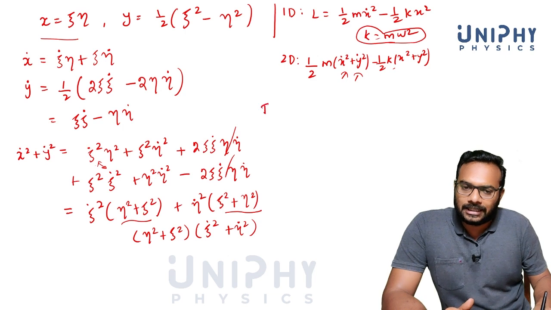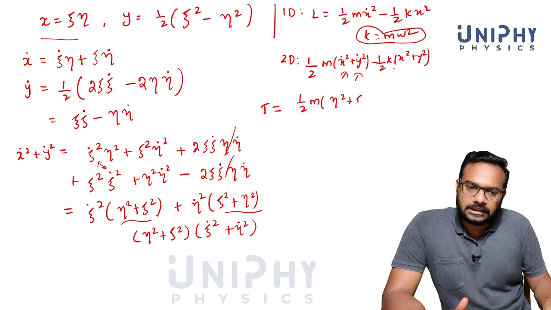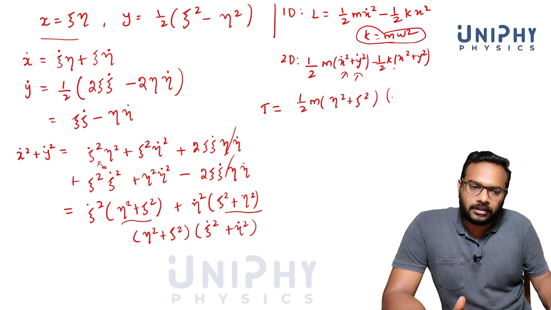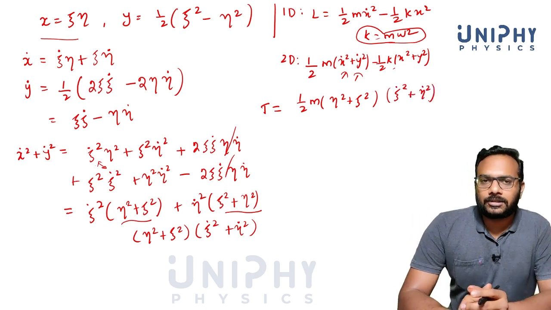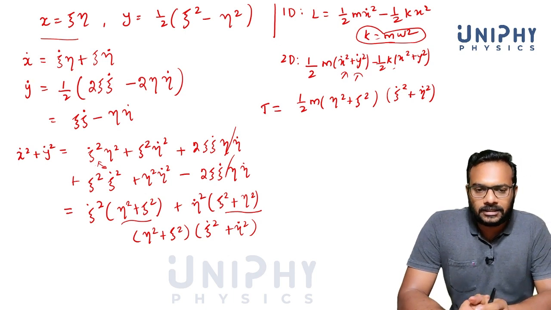So the kinetic energy you can write as half m, eta square plus xi square, multiplied by xi dot square plus eta dot square. That's fine. Let's find the potential energy now.